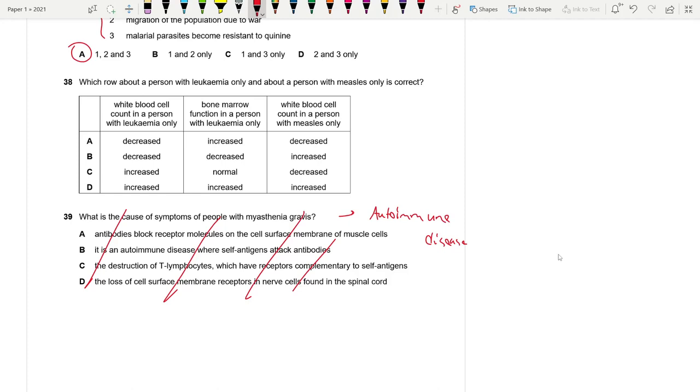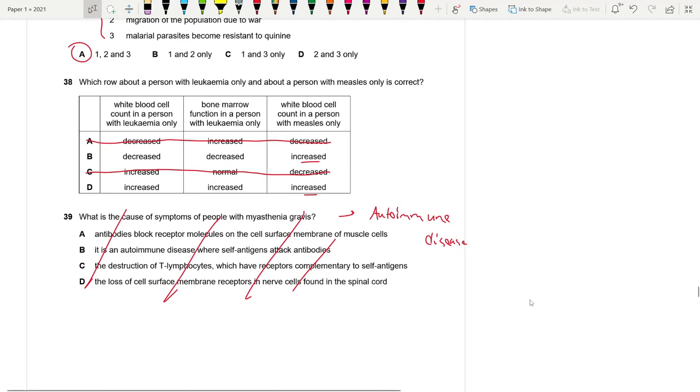Leukemia is a cancer of blood cells. Okay. So as a result, the number of WBC in a person with leukemia only decreases. Okay. So it's either, oh, wait, let me check this again. White blood cell count in a person with measles only. So if you have measles, since it's an infection, the WBC count has to increase. Okay, so we're gonna get rid of A and C. It has to increase. Now, what about the other options?